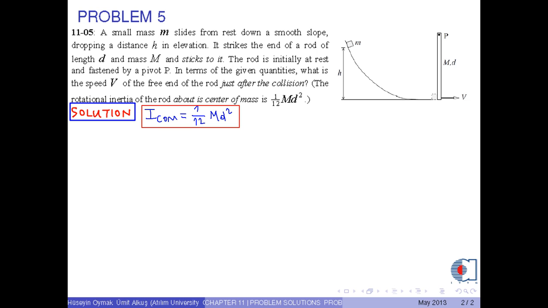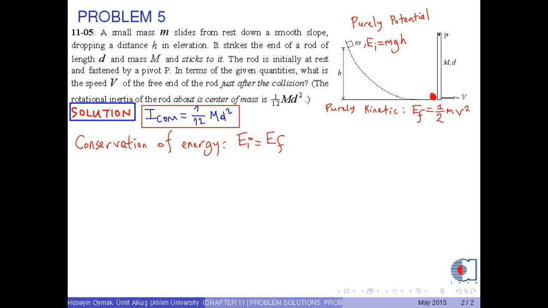The speed of mass m just before the collision is found from an application of mechanical energy conservation. That is, m times g times h, which is the initial energy, equals 1/2 times m times v squared, which is the final energy of mass m just before the collision. Then the speed of mass m, v, is obtained as square root of 2 times g times h.